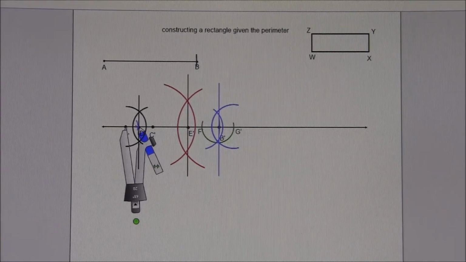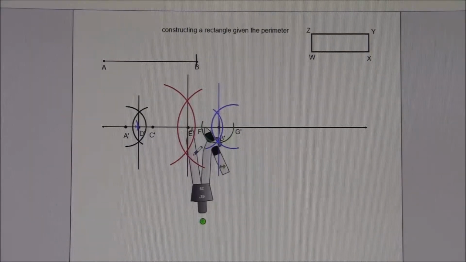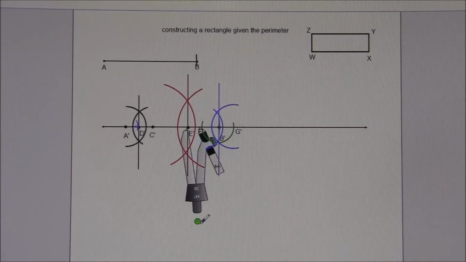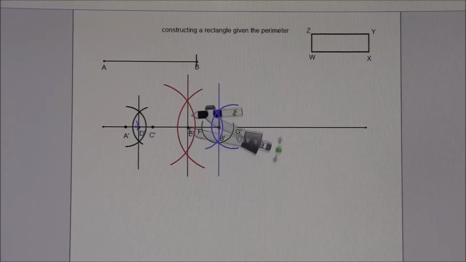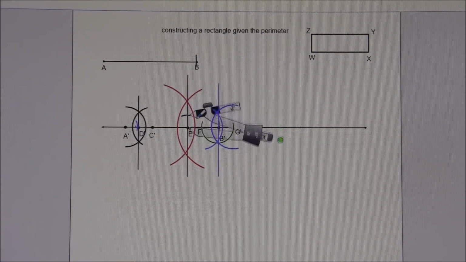And now I'm going to change colors. I'm going to go back to black. I copied A prime D prime. You see it right here? And I put it on E prime. You see it right here? E prime, and up here is A prime D prime.